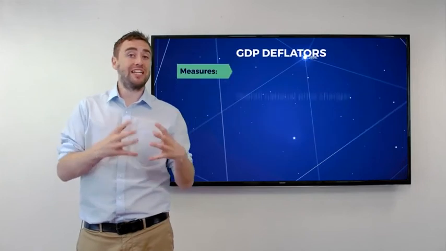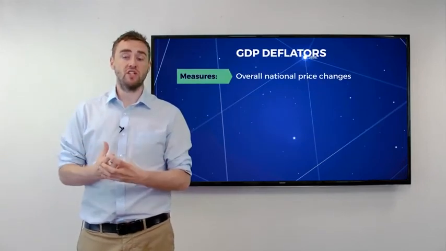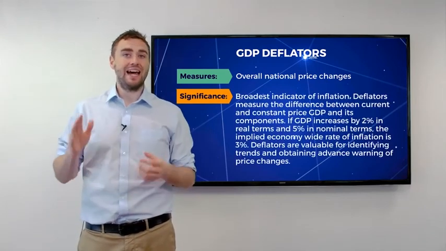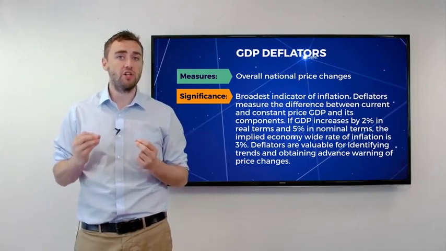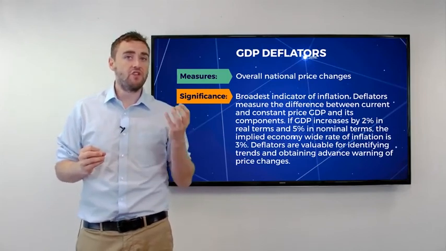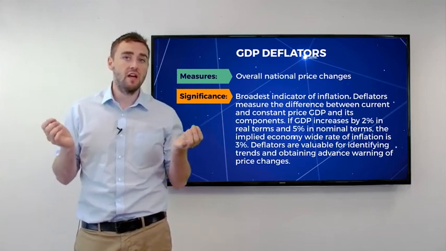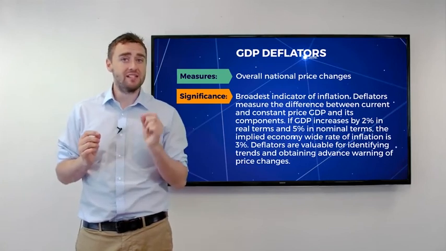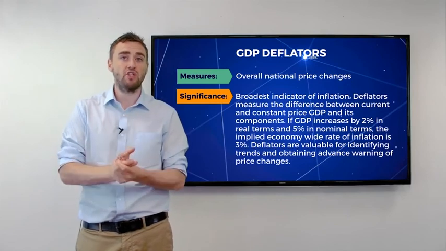Then, of course, we've got GDP deflators. And this, of course, measures overall national price changes. It's significant because they're the broadest indicator of inflation. A deflator measures the difference between current and constant price GDP and its components. If GDP increases by 2% in real terms and 5% in nominal terms, the implied economy-wide rate of inflation is 3%. Deflators are valuable for identifying trends and obtaining advance warning of price changes.